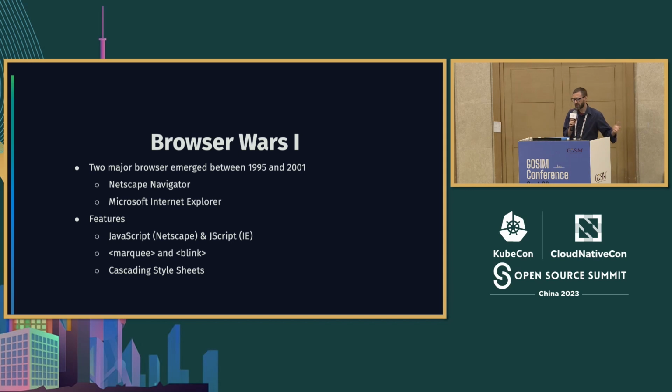And the way the war was fought was through features. We saw how with Mosaic, the killer feature, images, made it popular. Well, these two browsers introduced features in competition with each other. For instance, Netscape introduced JavaScript, and Microsoft, in return, introduced JScript. And these incredible new HTML tags, Marquee and Blink, came into popularity. These really moved browsers forward. But maybe one thing that stuck with us the most, apart from JavaScript, was cascading style sheets.